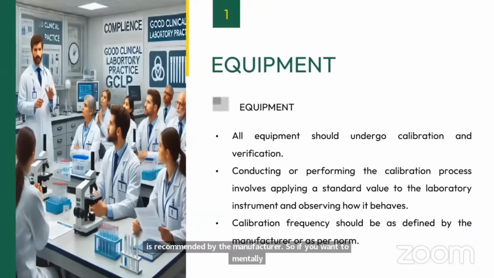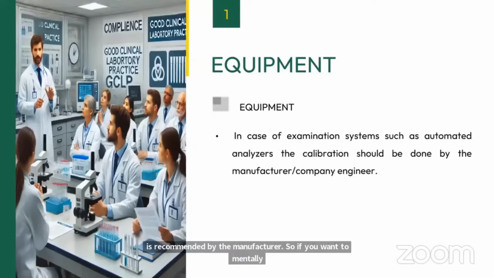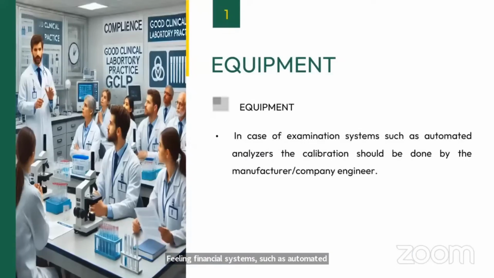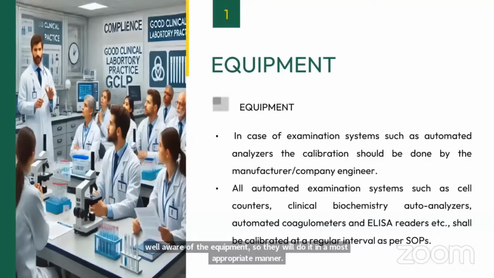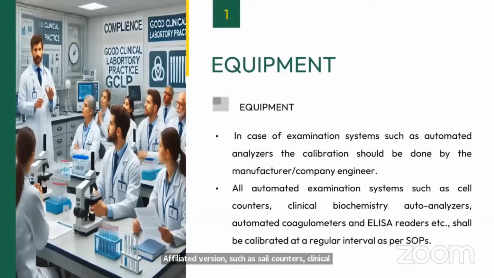In case of examination systems such as automated analyzers, do not try to venture to calibrate the equipment by yourself. Take the service of the manufacturer or the company engineer, because they are well aware of the equipment, so they will do it in the most appropriate manner. Automated examination systems such as cell counters, clinical biochemistry auto analyzers, automated coagulometers, and ELISA readers should be calibrated at a regular interval as per SOPs. As I have already mentioned, you should define it as per the manufacturer's requirement.